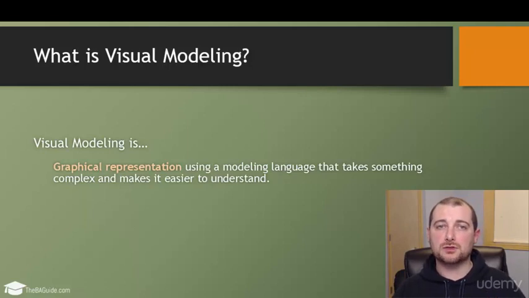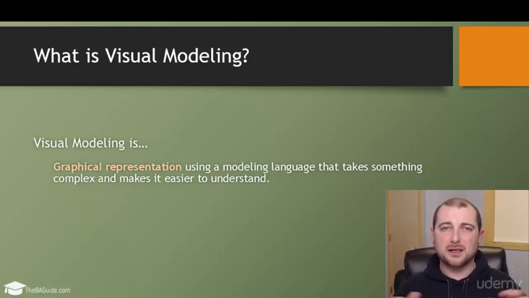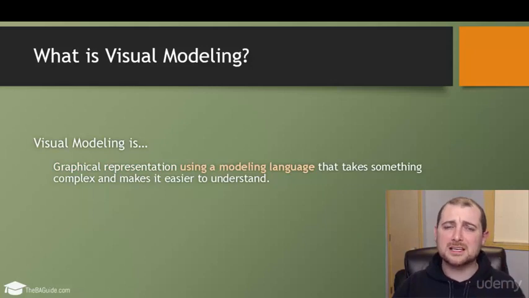It could break it up into smaller words that flow through like a process flow. It could break it up into a matrix, which is basically like imagine an Excel spreadsheet with different cells and rows and columns. And so a graphical representation is a way to display it rather than just displaying text. The next thing is using a modeling language.